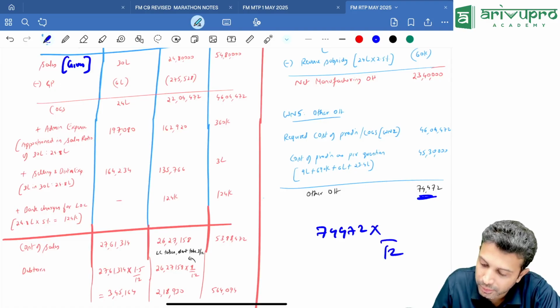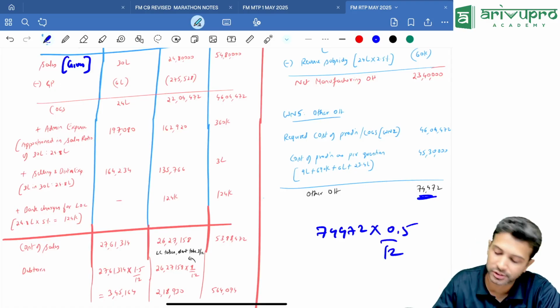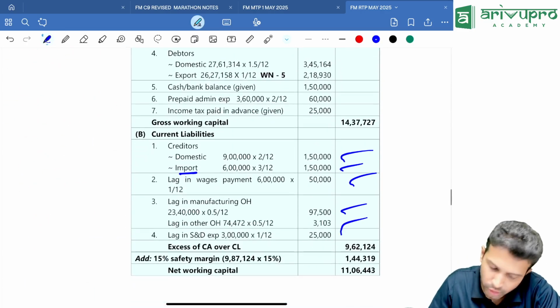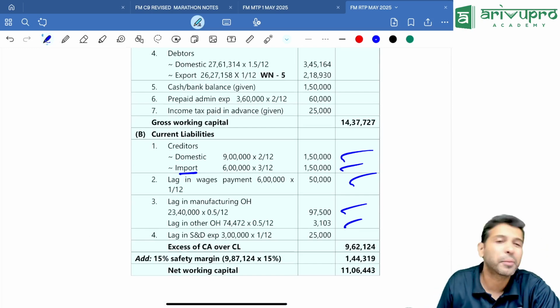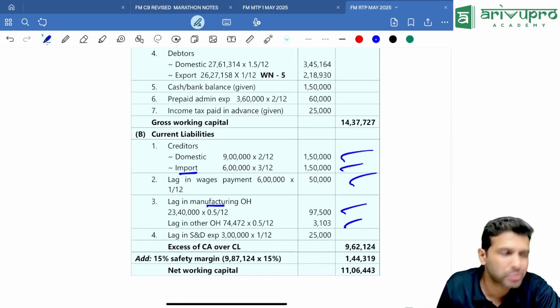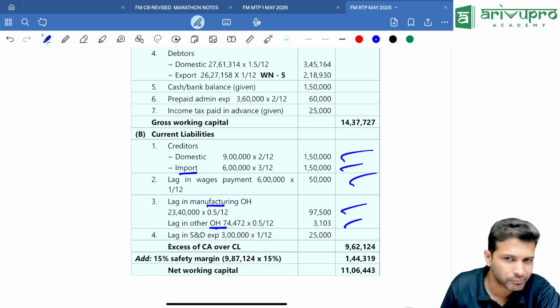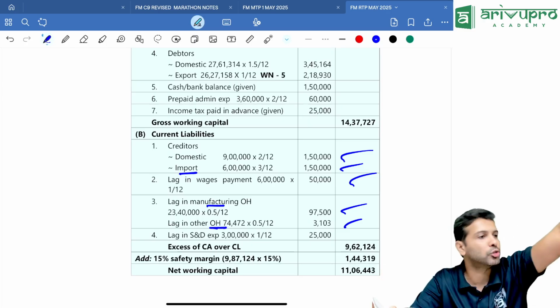74,472 is for 12 months. There is a delay of 0.5. How much is that? 3103. You can also make an assumption that other overheads are not paid. But since in manufacturing overheads there is a delay, it's better to assume that in other overheads also there is a delay. ICAI assumes like that. Better to assume in that way only.